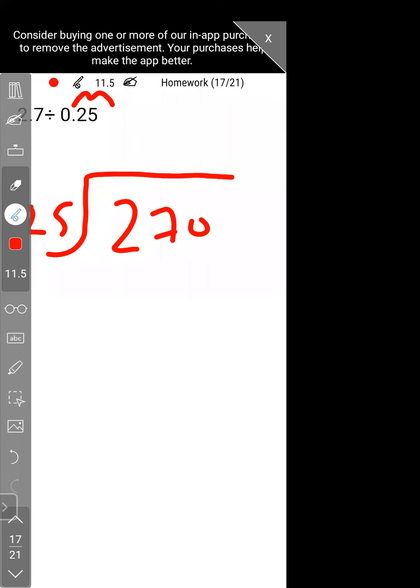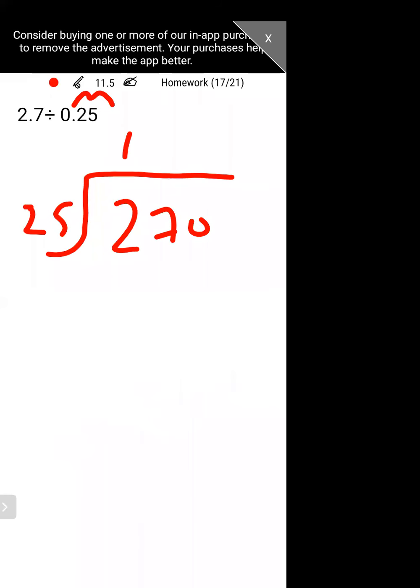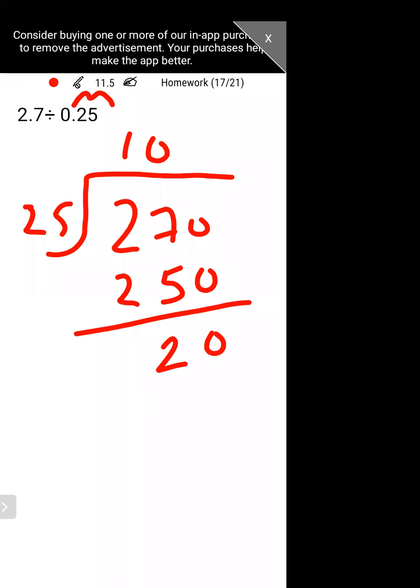Okay, so 25 is 10 times 250. 7 minus 5, over here we are left with 20. So what we are going to do now, 20 is smaller than 25. So we are going to place a decimal here and place a zero here.